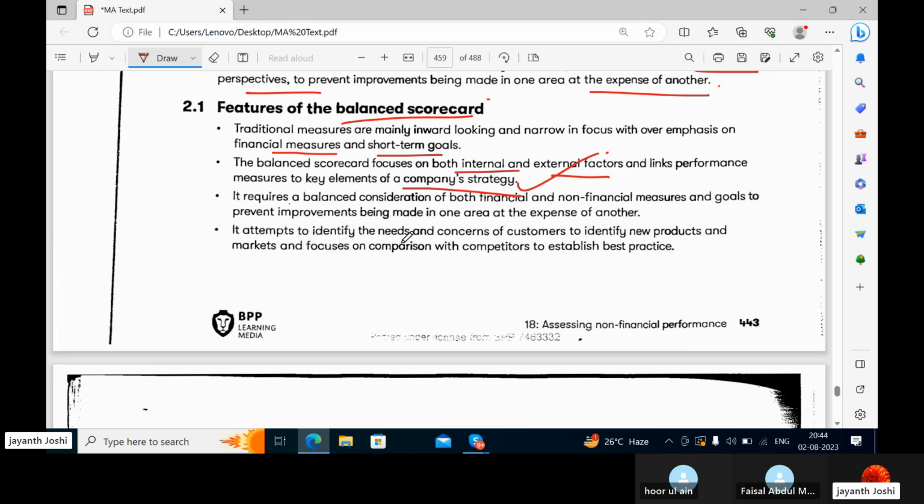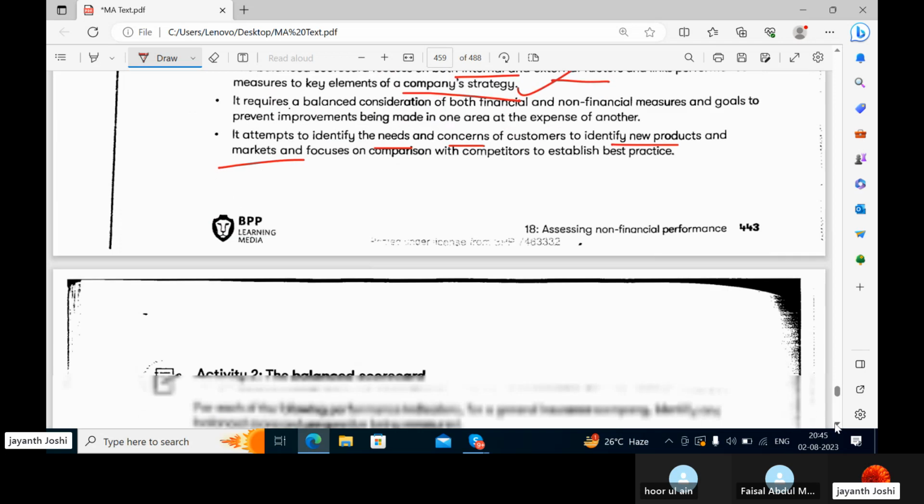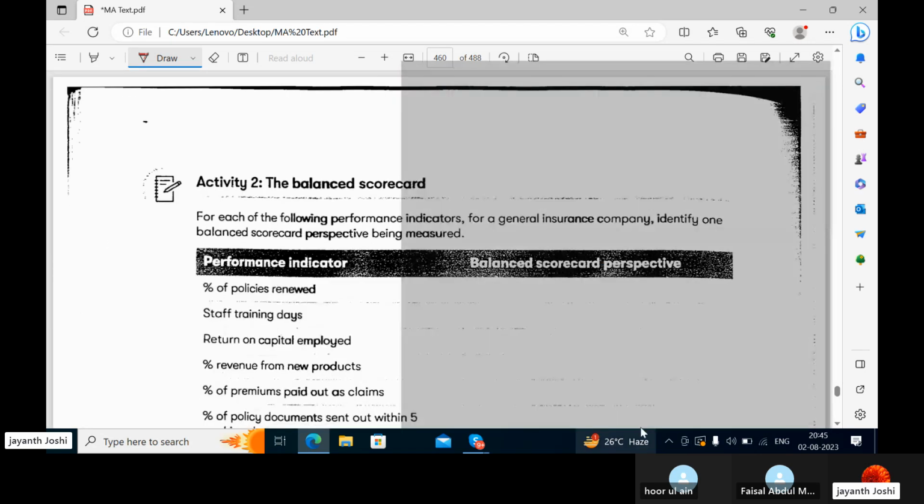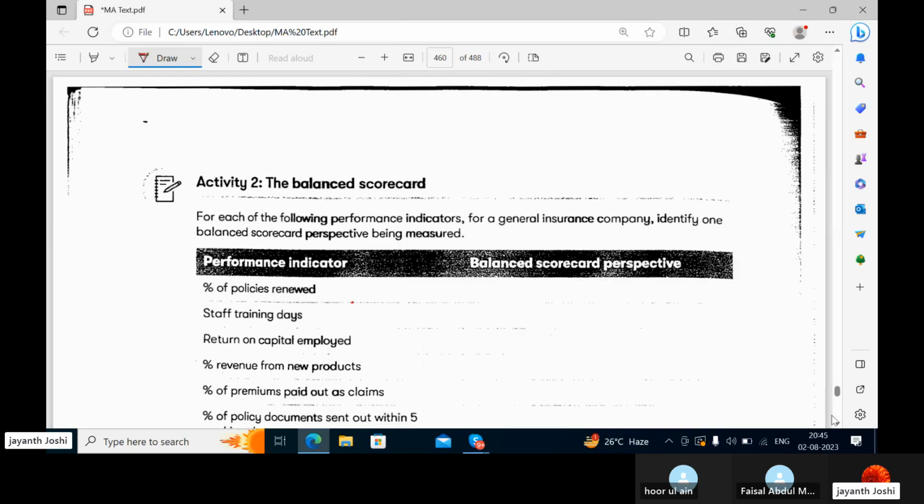It attempts to identify the needs and concerns of customers to identify new products and markets, and focuses on comparison with competitors to establish best practice. So they always see the needs and concerns of the customers, what they want, and then they compare themselves with their competitors and try to establish best practices, what they can give in a better way to their customers.